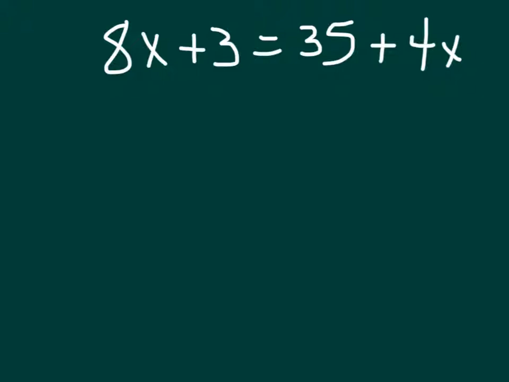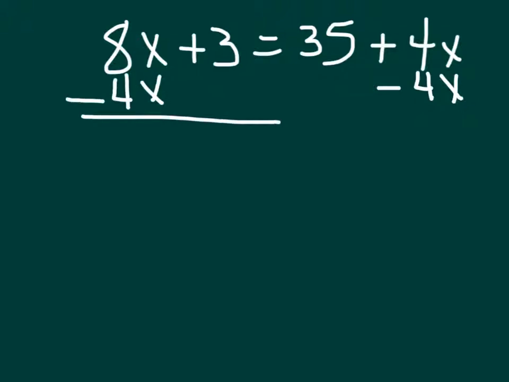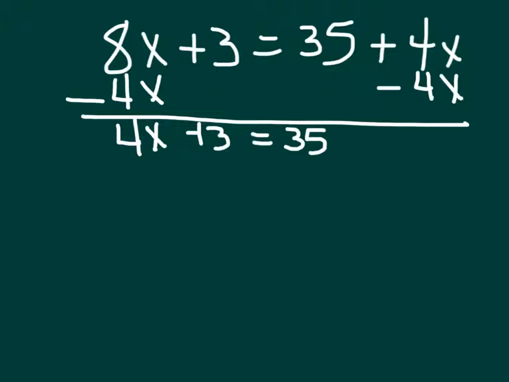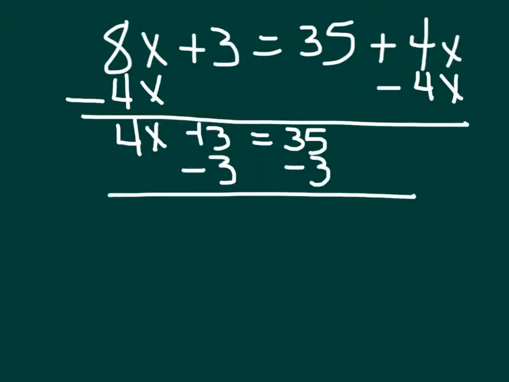Now we want to combine like terms, so let's combine the x's. We'll make the x's go away on this side by doing minus 4x. We have to do the same thing on the other side. So that gives us 8x minus 4x, leaves us with 4x plus 3 equals 35. Then we have to get rid of the 3, so we do minus 3 on both sides. And that gives us 4x equals, the 3's cancel each other out, 4x equals 32.